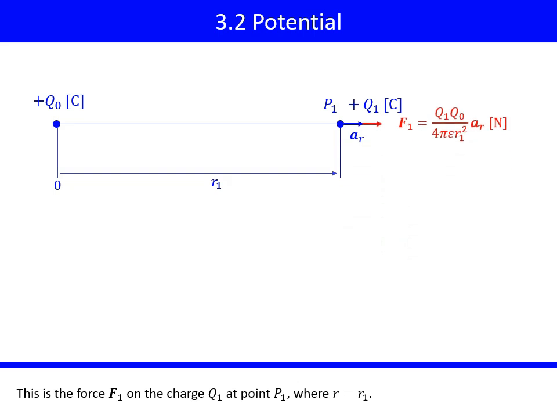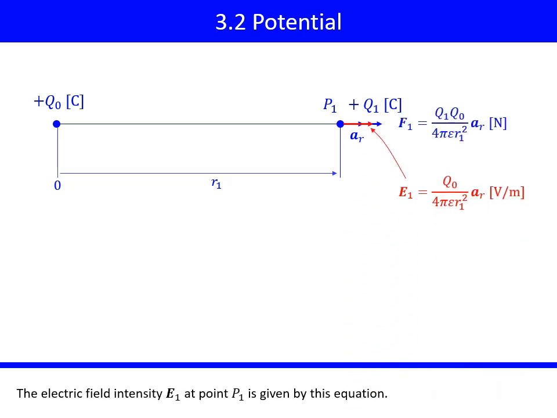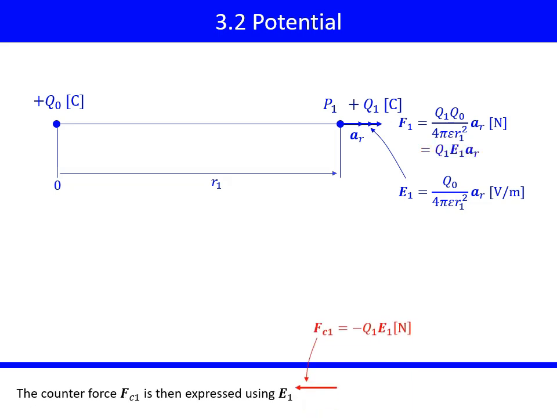This is the force F1 on the charge Q1 at point P1, where R equals R1. The electric field intensity E1 at point P1 is given by this equation. By using E1, F1 can be rewritten as this equation. The counter force FC1 is then expressed using E1.